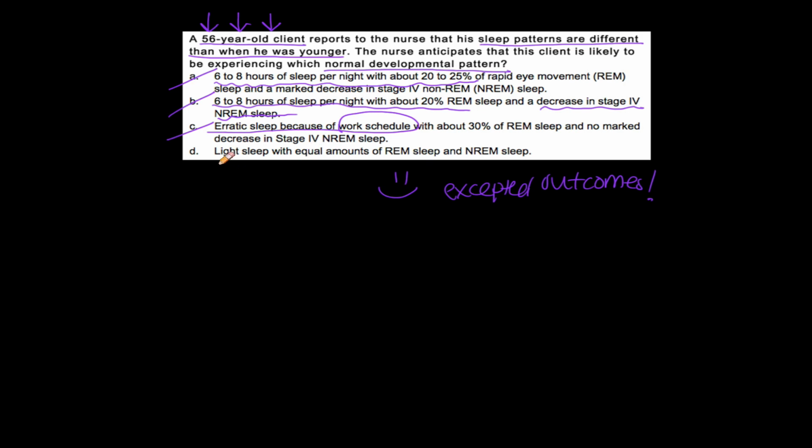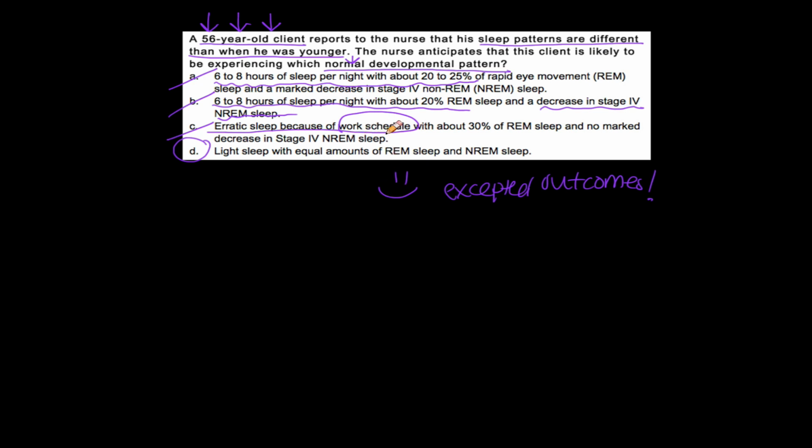Now, how about light sleep with equal amounts of REM and non-REM sleep? Well, this is the only option I'm left with, and D is the correct answer. And this sounds like a normal developmental pattern. At 56, light sleeper, equal amounts of sleep.